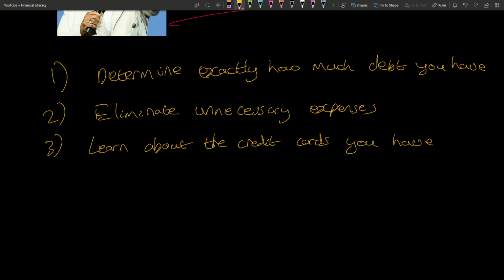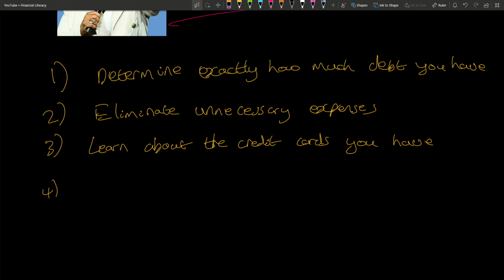Learn about which credit cards have a higher interest rate. Let's say you have 4 credit cards, you're paying each one off every single month, but one has a really low interest rate, one's a really high one. It would make sense to pay off the really high one first and then concentrate on the others. So that's what learn about the credit cards you have means.